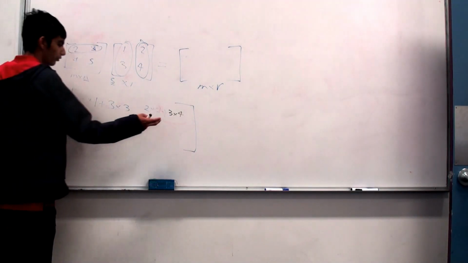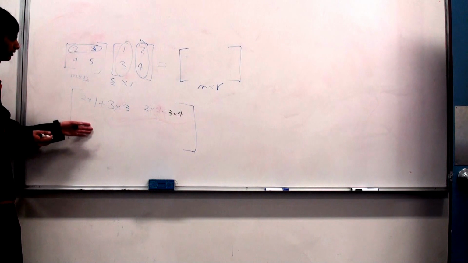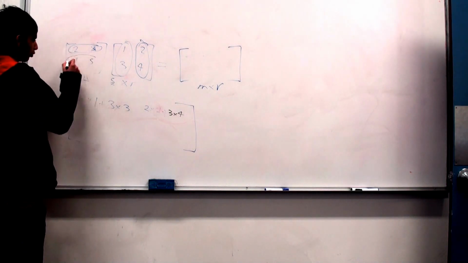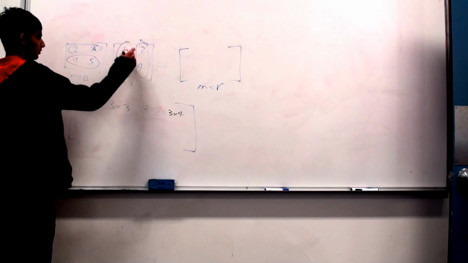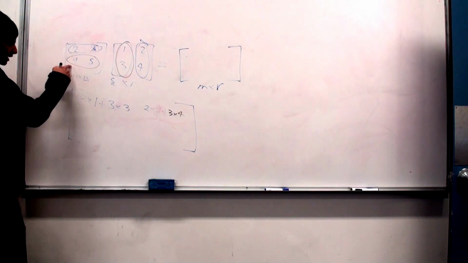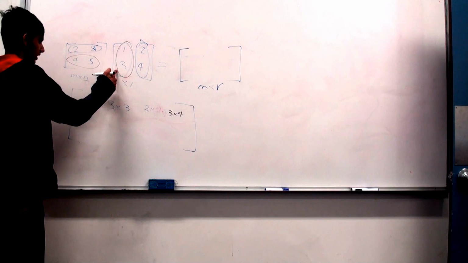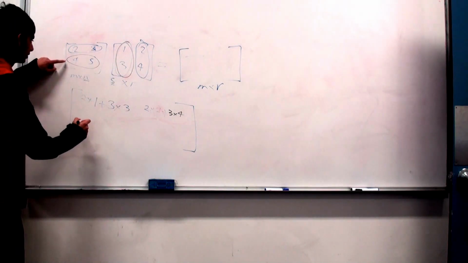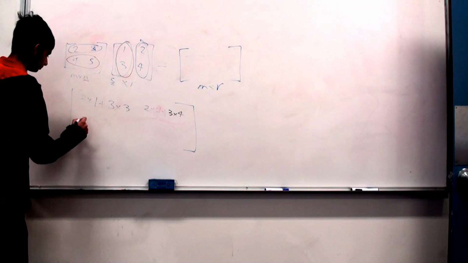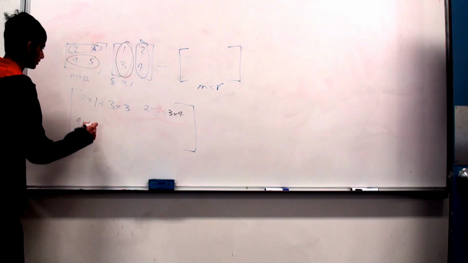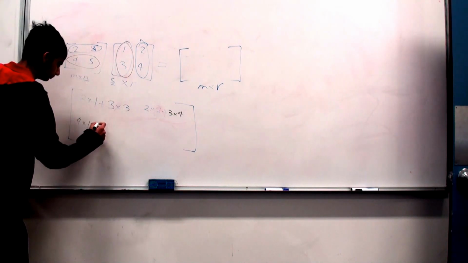Okay, so now we have the first row done. Now we look at the second row. So we take 4 and 5 and 1 and 3, the second row, and the first column of the second matrix. And this element here will be 4 times 1 plus 5 times 3.